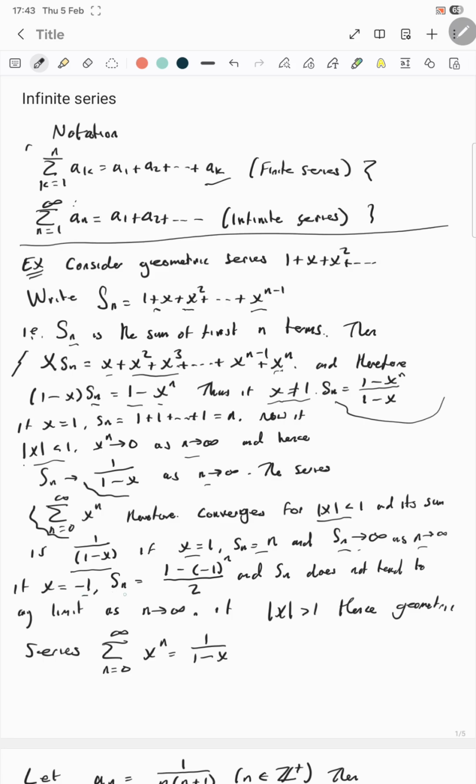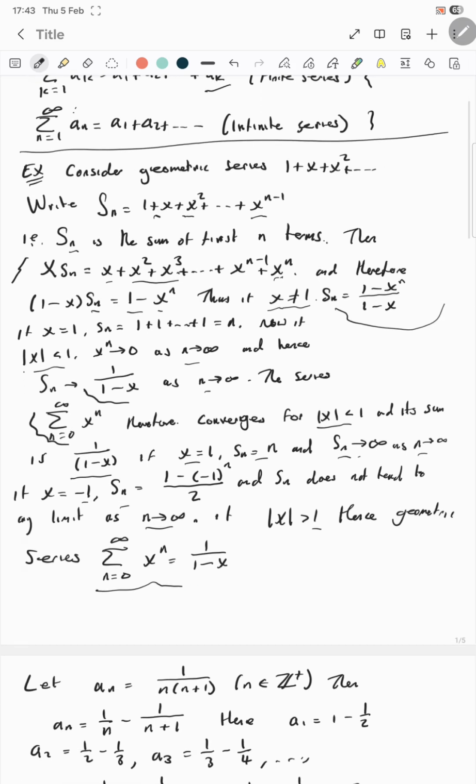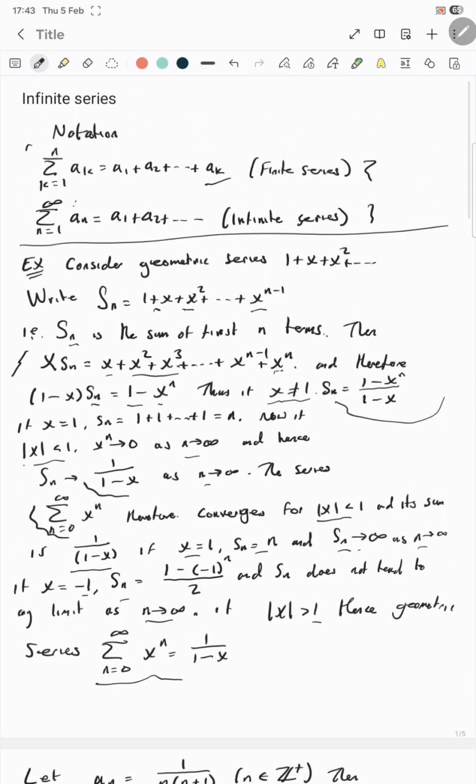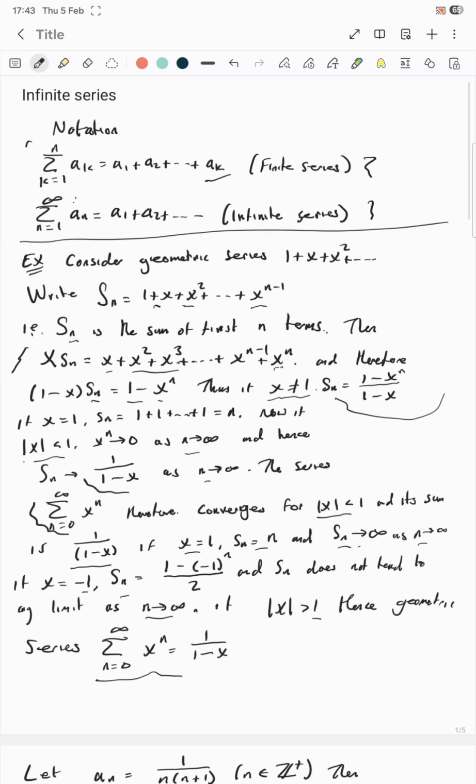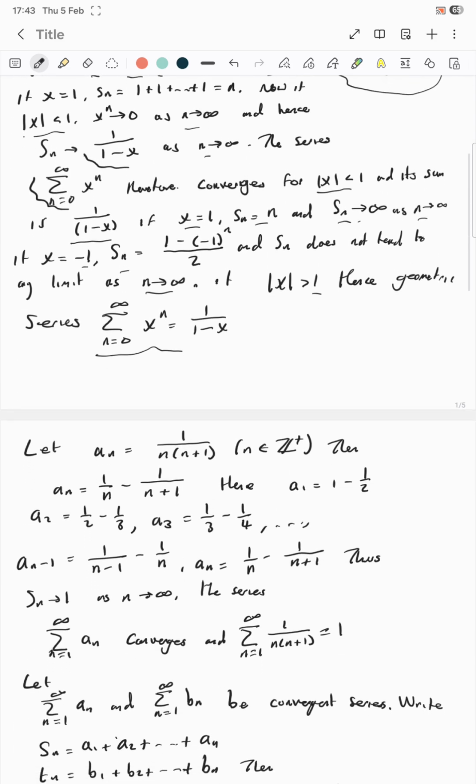If x equals minus 1, s of n equals 1 minus minus 1 to the n over 2, and s of n does not tend to any limit as n goes to infinity. Now if the magnitude of x is less than 1, hence our geometric series here, the sum of x to the n equals 1 over 1 minus x as n starts at 0 and goes to infinity.